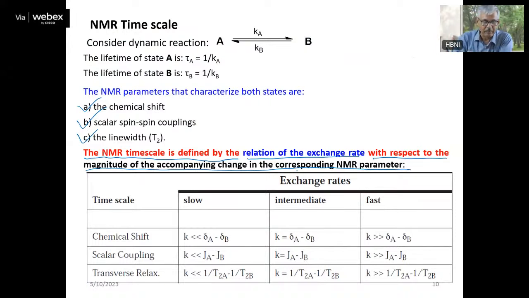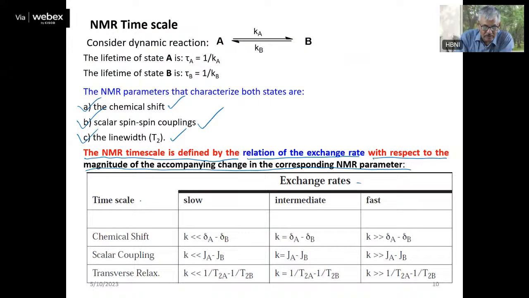So this corresponding NMR parameter could be chemical shift, it could be spin-spin coupling, it could be the line width. So what you are observing is very important. For that you have to see the NMR time scale. Automatically the time scale for chemical shift will not be the same for the scalar coupling or for the transverse relaxation, or T2. So these are called the exchange rates.